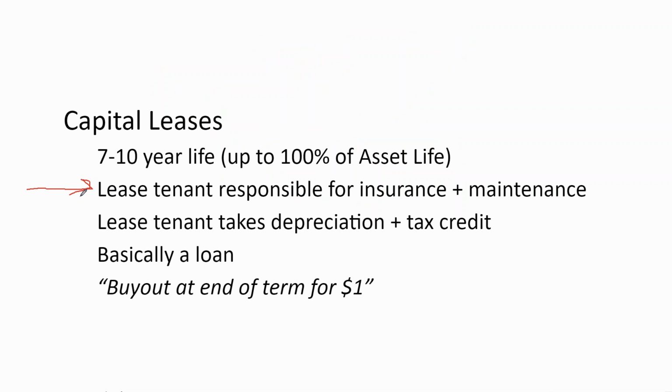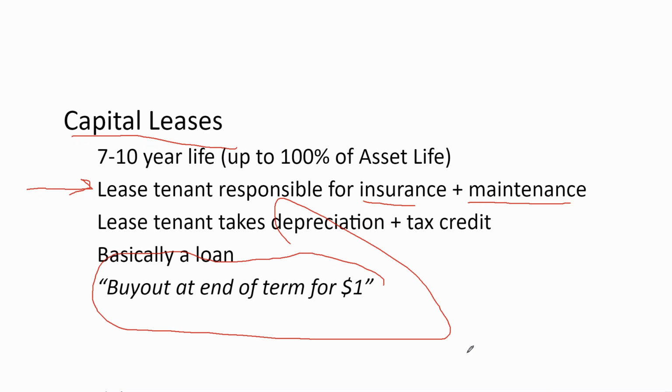If I go take out a loan to buy a house or a car, I'm responsible for the insurance and maintenance. If I take out a capital lease to buy an asset, I'm responsible for the insurance and maintenance. And since I'm the owner, at the end of the lease the provider sells it to me for $1, basically to say, hey, we're closing it out. It's yours now.